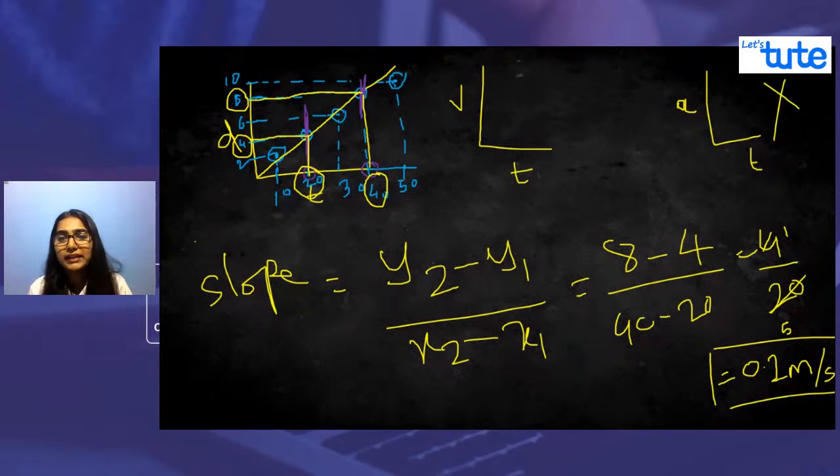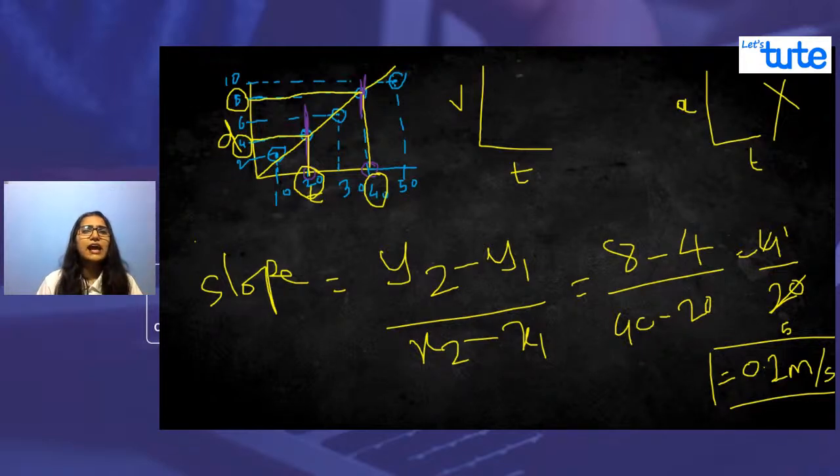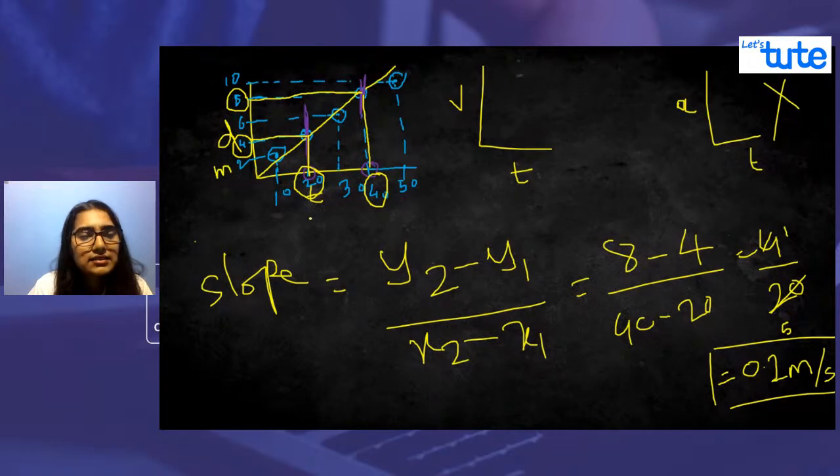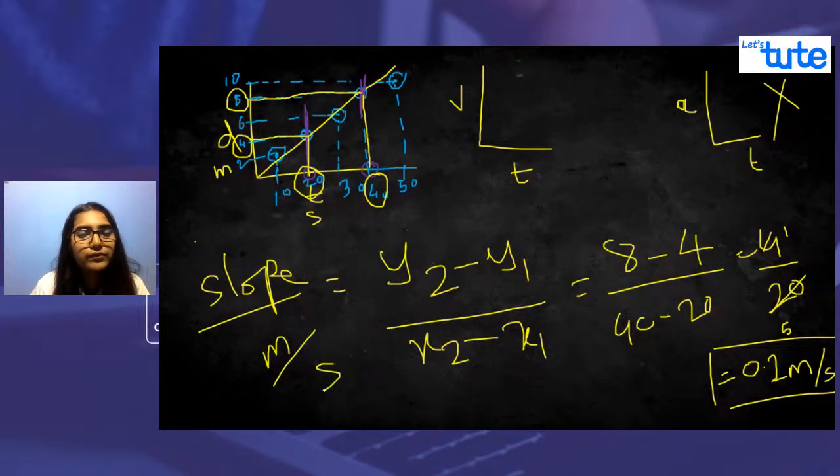Slope is measured mainly in degrees. Yeah, but no. Here the unit of slope would be whatever is there on the x and y axis. Here the unit of the y axis is meter, and the unit of the x axis is second. So therefore here the unit of slope would be meter per second. Slope depends on what unit is given in your graph.